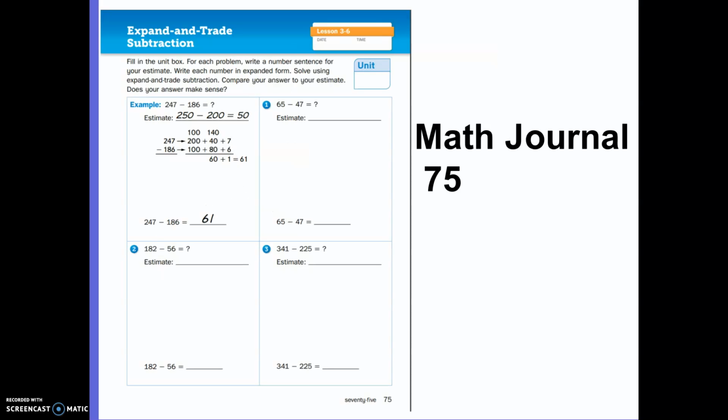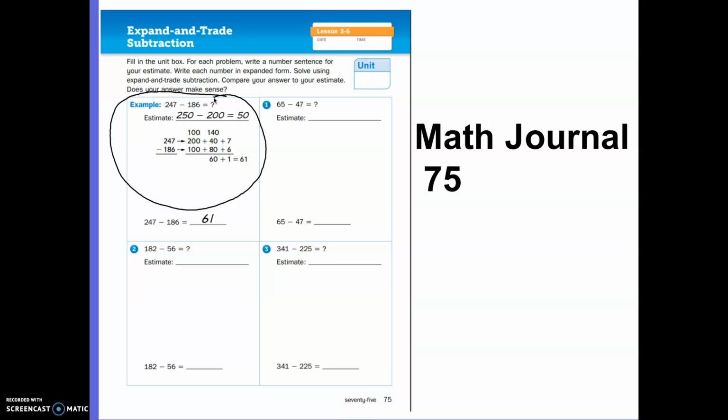Your seat work, go ahead and give Math Journal 75 a try. I know this is new. I know this is different, but just do the best that you can. Use the example that they have here to follow so that you know what you're supposed to do.